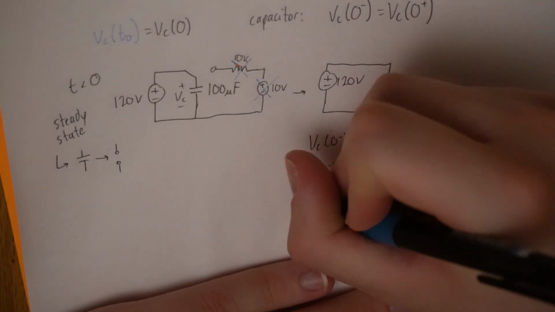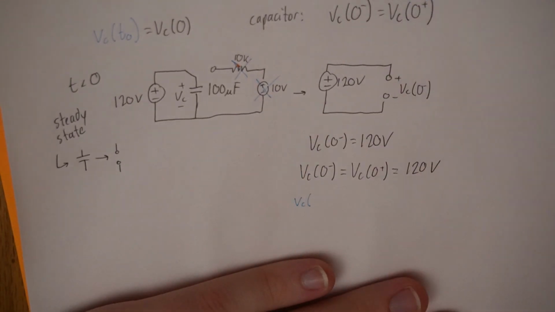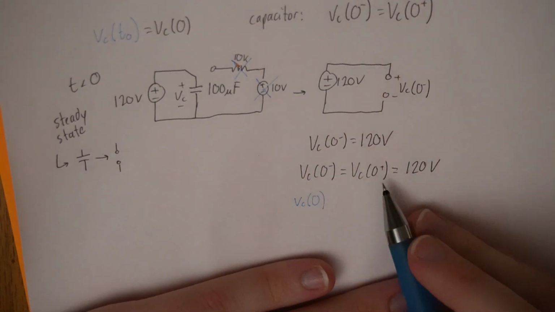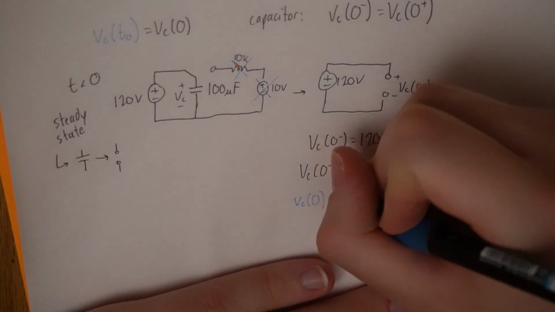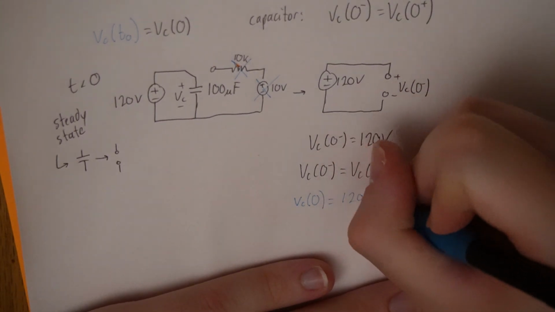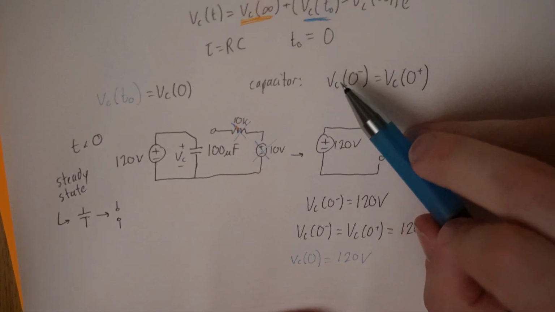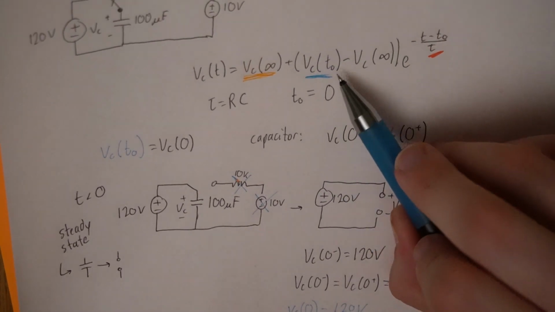So VC at t naught is 0. I can keep it as that. So it's technically the plus and minus. VC at 0 equals 120 volts. So that's this part of my equation solved.